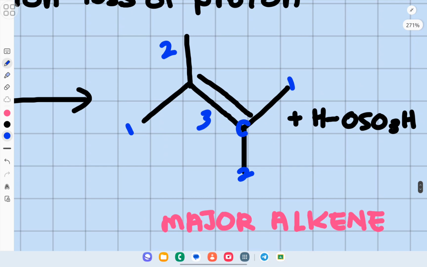So this carbon-carbon double bond is attached to the tertiary carbon, and also here a tertiary carbon.